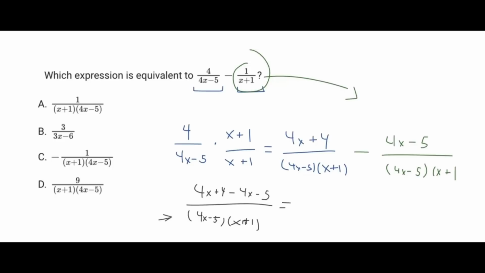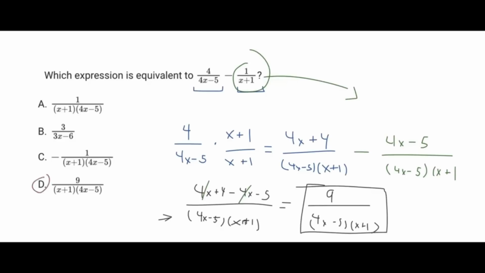So with 4x minus 4x, those two are going to cancel, right? So that's just gonna be 0. But now in our case, we have 4 minus negative 5. So we're really just adding 5 to 4. That's gonna be 9. So you have 9 on top. And then 4x minus 5, really messy, but whatever, x plus 1. And so we have our equivalent expression right here. And we can see that actually matches up with answer choice D, and therefore that is our answer.